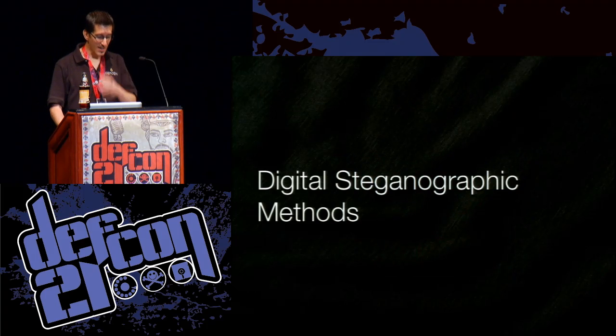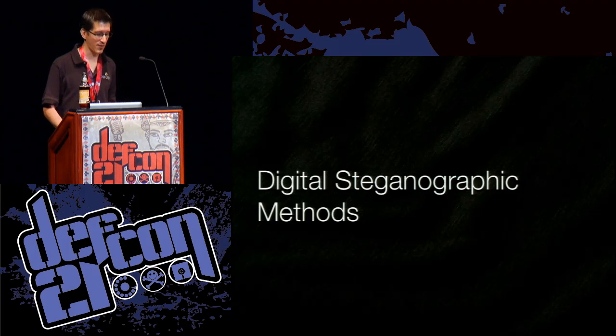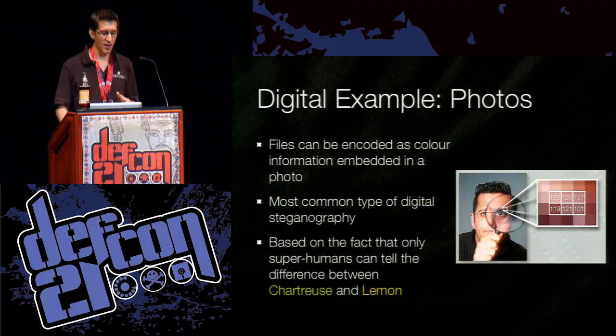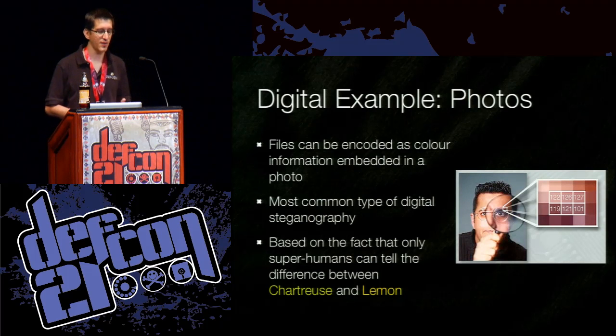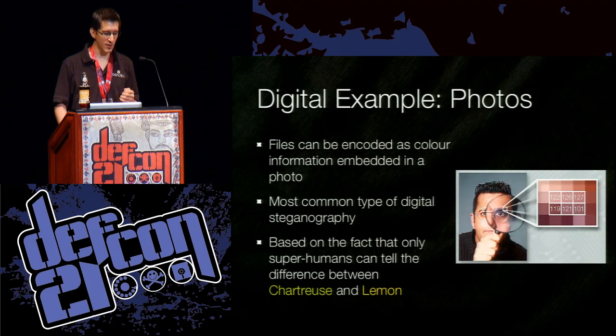Now let's take a look at some digital steganographic methods. First example I'll talk about is photographs. This is one of the most common types of digital steganography. You can encode one file as color information inside a photo. This uses the fact that only superhumans can tell the difference between lemon and chartreuse. And by superhumans, I mean the fair sex in the audience.